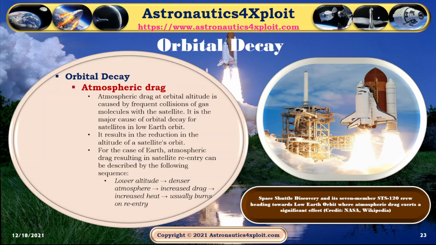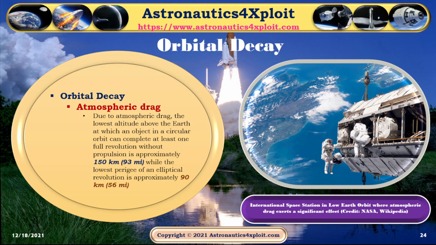This picture shows Space Shuttle Discovery and its crew member heading towards low Earth orbit where atmospheric drag exerts a significant effect. Due to atmospheric drag, the lowest altitude above the Earth at which an object in a circular orbit can complete at least one full revolution without propulsion is approximately 150 kilometers, that is 93 miles, while the lowest perigee of an elliptical revolution is approximately 90 kilometers, that is 56 miles.